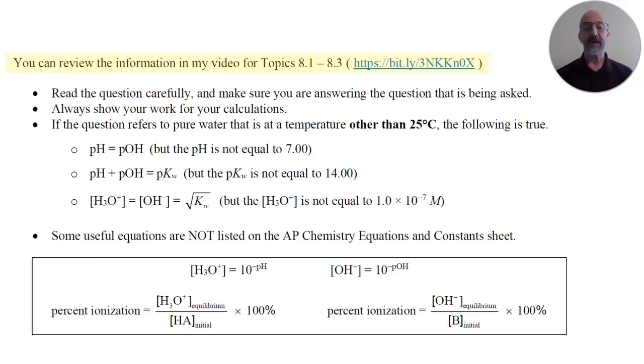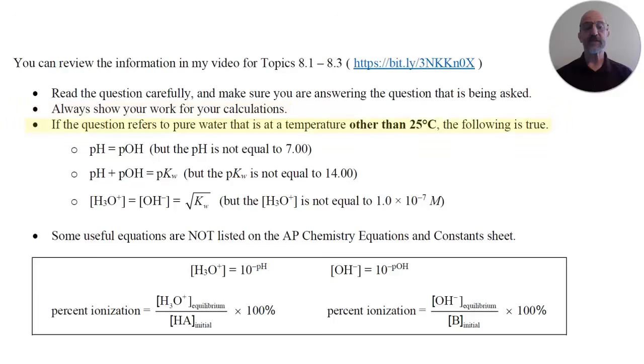My next piece of advice is what I normally say during this point in the lesson. Read the question carefully and make sure you are answering the question that is being asked. This is especially true when you're dealing with the difference between pH and pOH, or the difference between the hydronium ion concentration versus the hydroxide ion concentration. So be careful with that. My next piece of advice is to always show your work for your calculations so you can make sure to earn credit for your responses on the free response section of the AP Chemistry exam.